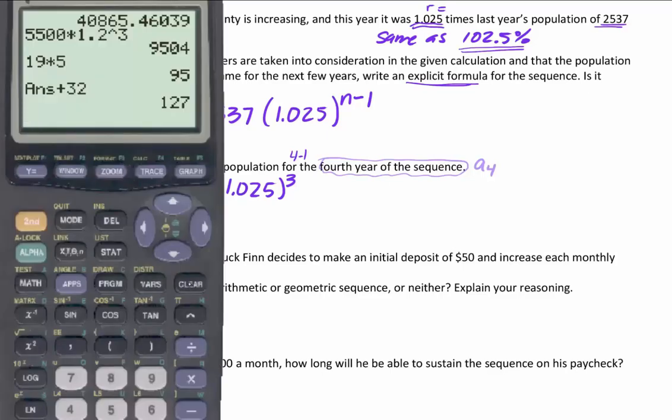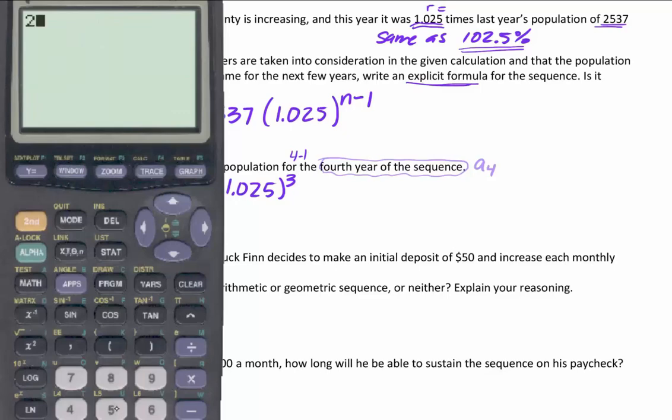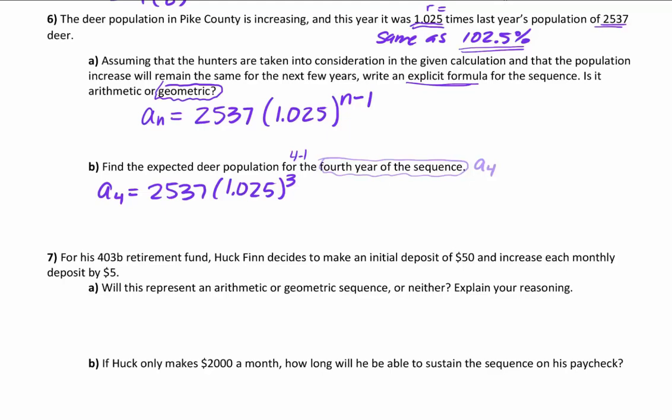So we'll turn it on here, clear everything else out. I think we started with 2,537 deer. We'll put that rate of growth in, the common ratio, and then our exponent, we're applying that 3 times. So we get 2,732.07. So let's go ahead and write that out. 2732.07. And actually, I think 15 came after that.